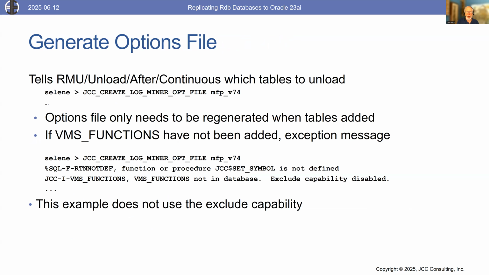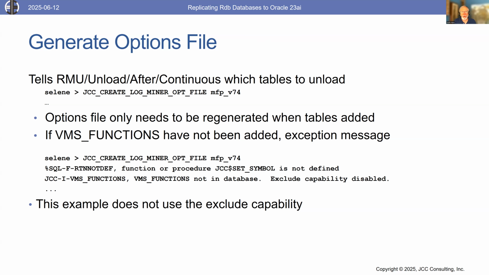To tell the RMU unload /after /continuous which tables to unload, I'm going to use the procedure JCC create LogMiner_options_file, and this will generate an options file. This is a list of all the tables you're going to unload from the source database. If you don't want to unload every table, then you can edit the output file and comment out some lines. And I'll show an example of that in a moment.